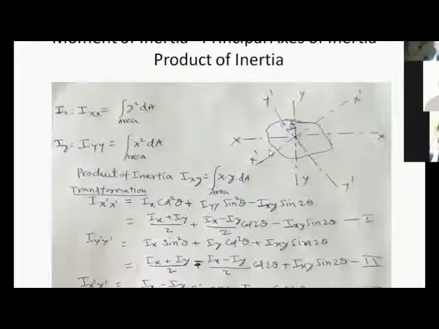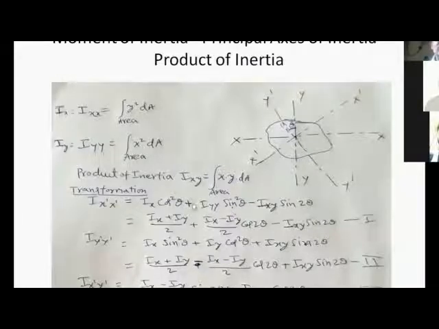Okay. Now if you rearrange these terms, cos square theta is 1 plus cos 2 theta by 2, right? And sin square theta is 1 minus cos 2 theta by 2.